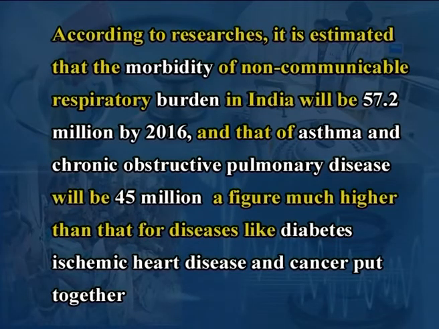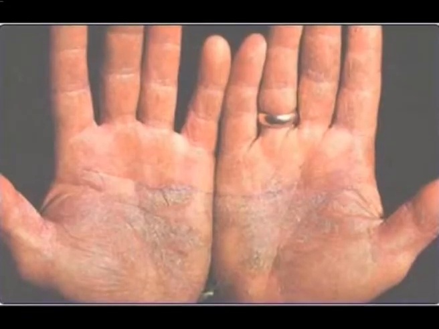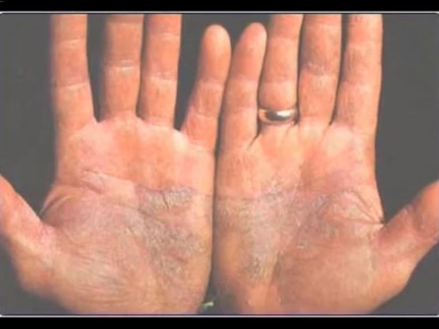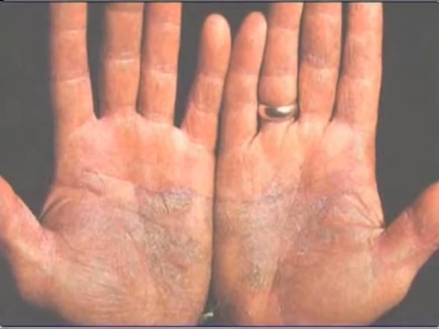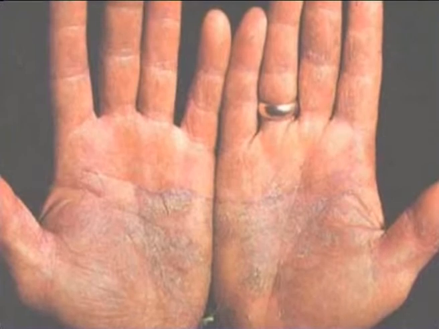According to researchers, it is estimated that the morbidity of the non-communicable respiratory burden in India will be 57.2 million by 2016 and that of asthma and chronic obstructive pulmonary disease will be 45 million, a figure much higher than that of diseases like diabetes, ischemic heart disease and cancer put together. The number of cases of allergic rhinitis had also increased along with comorbidities like middle ear infection and rhinitis.